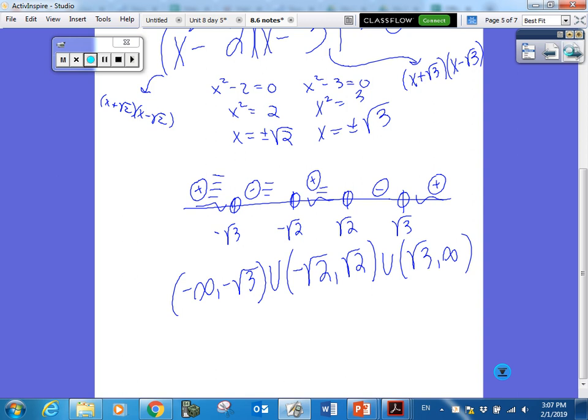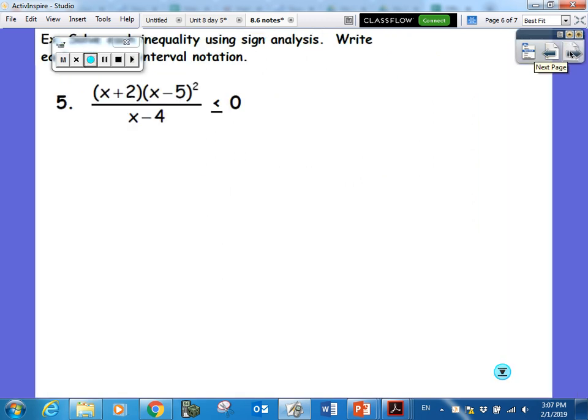All right, and then these last two, not necessarily polynomials, but it goes along with sign analysis. So these are rationals. We do have a unit later on that is rationals, but we're just talking about sign analysis here, so kind of got put in there. We have a denominator. As far as finding our zeros, nothing is different. -2, 5, and 4. So that all stays the same. -2, 4, and 5.